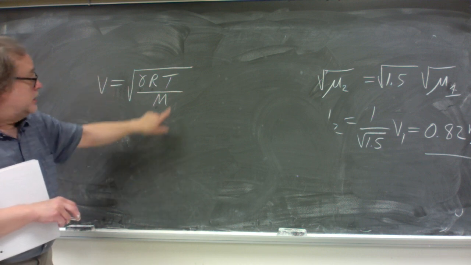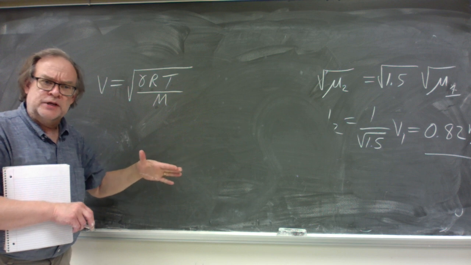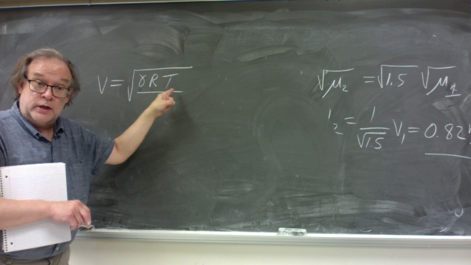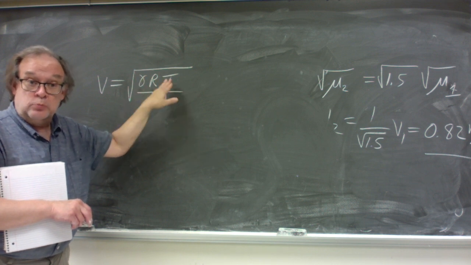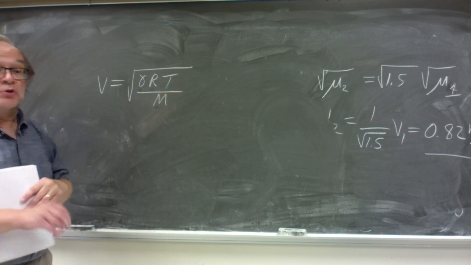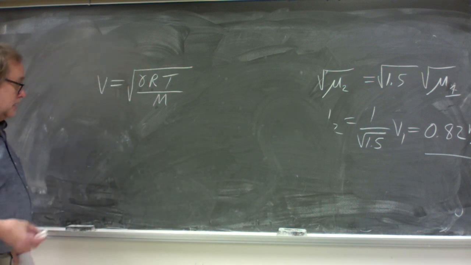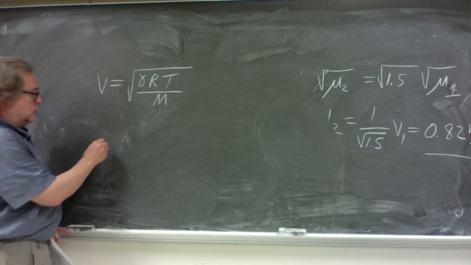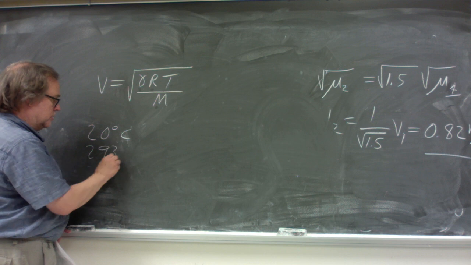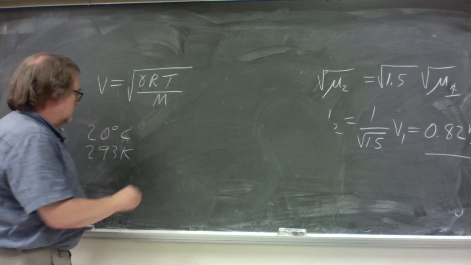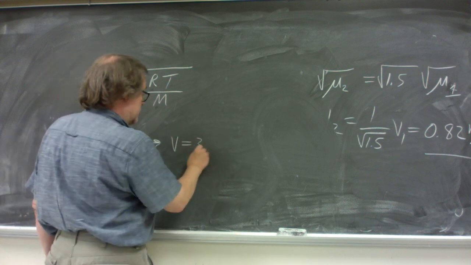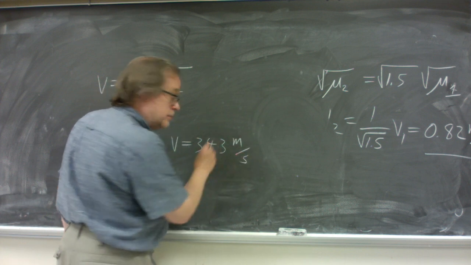Now the important thing to remember here is that in all those thermodynamic and ideal gas equations and stuff like that, whenever you plug in a temperature number, it must always be in Kelvin, not Celsius and certainly not Fahrenheit. So let's say at normal room temperature, 20 Celsius or 293 Kelvin, speed of sound in air is 343 meters per second.